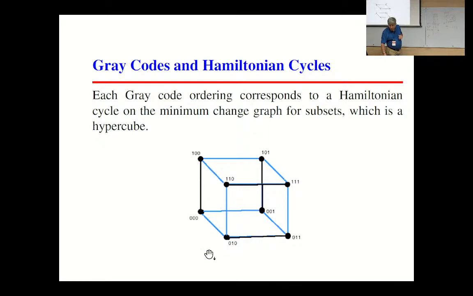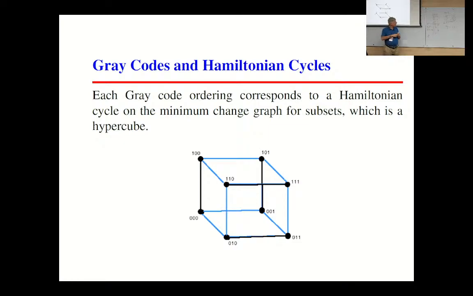If you have a graph where the vertices are your combinatorial objects, and you have an edge between any two objects that differ by a minimal amount, that's what we will call an adjacency graph for this object, right?